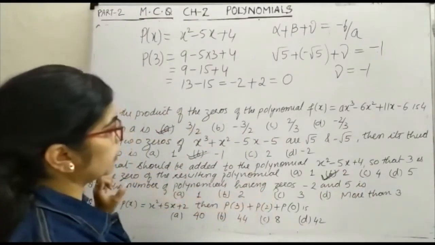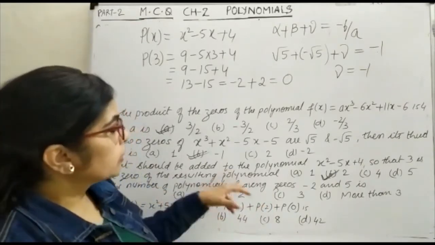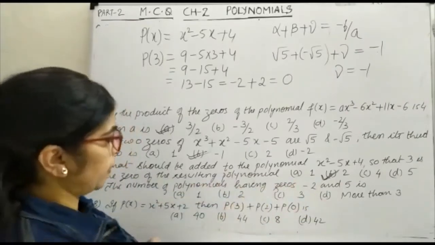Coming to the next question, the number of the polynomials having zeros. So you have to tell the number of the polynomials, how many polynomials will be there whose zeros will be -2 and 5.